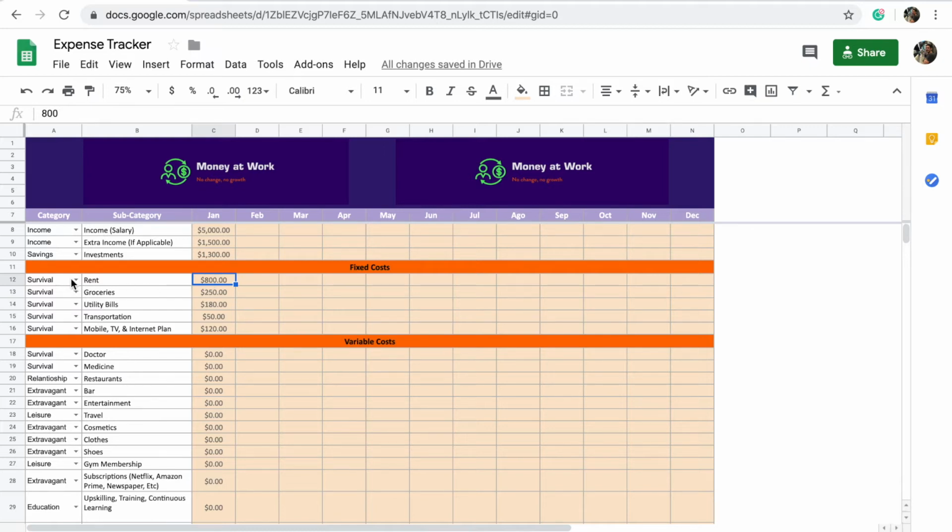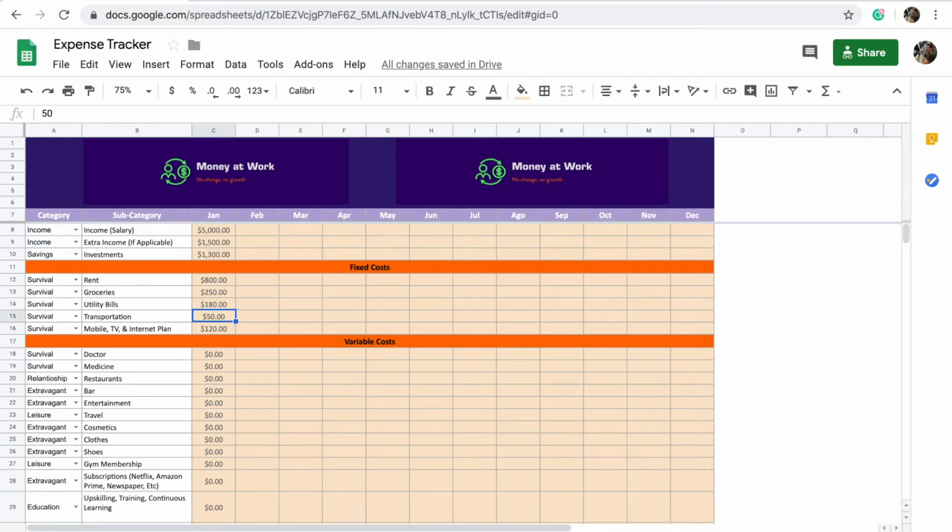All of them are in the survival category. In the survival category, we have some subcategories here. We have rent, which I pay 800 per month. We have groceries, which I pay around 250 per month. Utility bills: here you have electricity, water, AC, and all of these utilities are around 180.